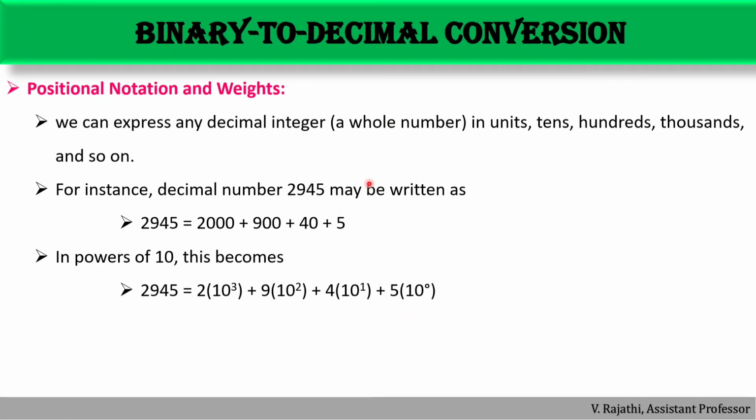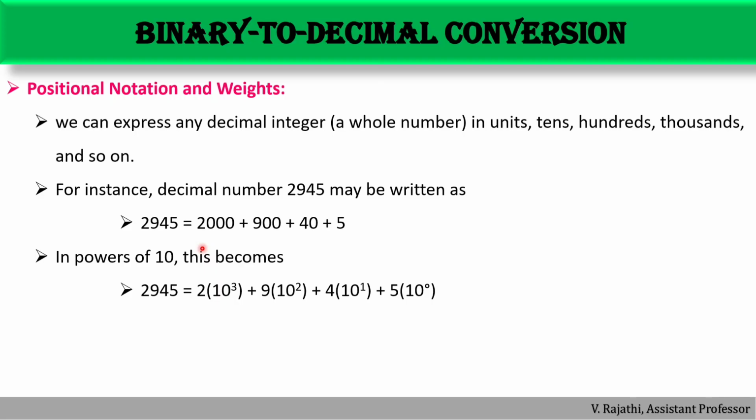Okay, so position, notations and weights. We can express any decimal integer, meaning a whole number, in units, tens, hundreds, thousands and so on. For instance, the decimal number 2945 may be written as 2000 plus 900 plus 40 plus 5.